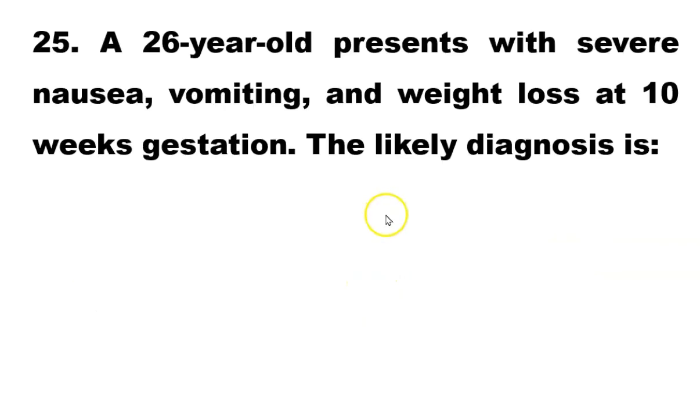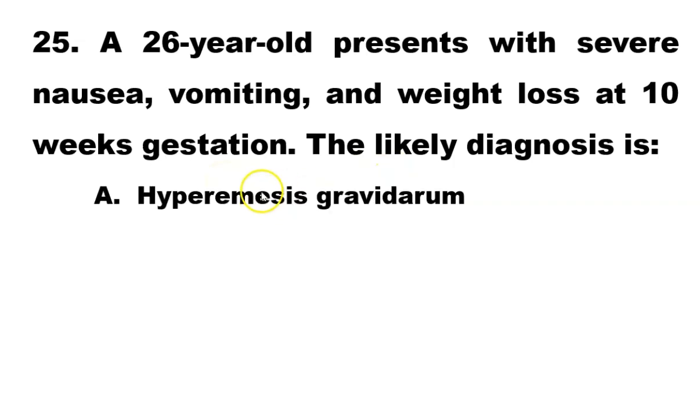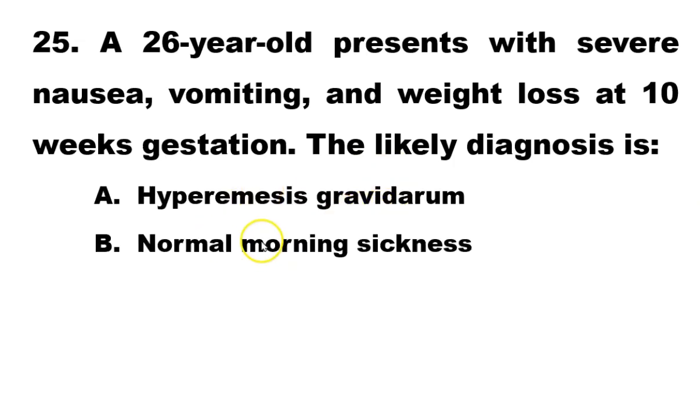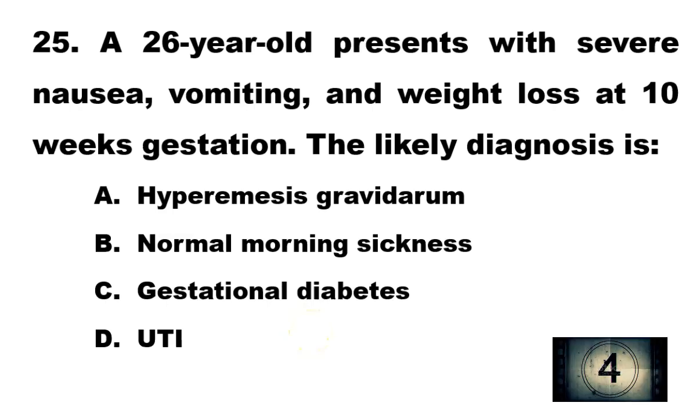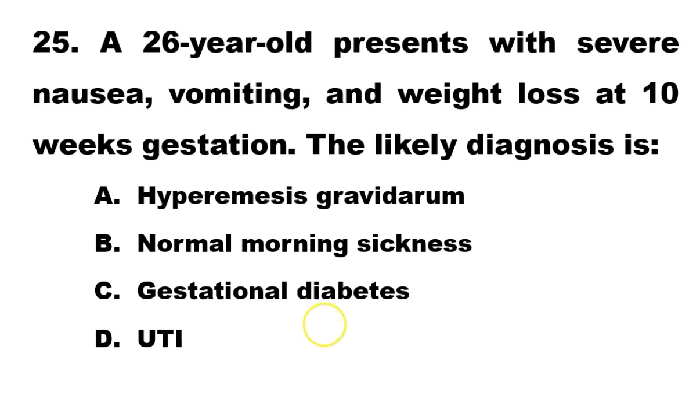The next question. A 26-year-old presents with severe nausea, vomiting, and weight loss at 10 weeks gestation. The likely diagnosis is A. Hyperemesis gravidarum, B. Normal morning sickness, C. Gestational diabetes, D. UTI. The correct answer is A. Hyperemesis gravidarum.